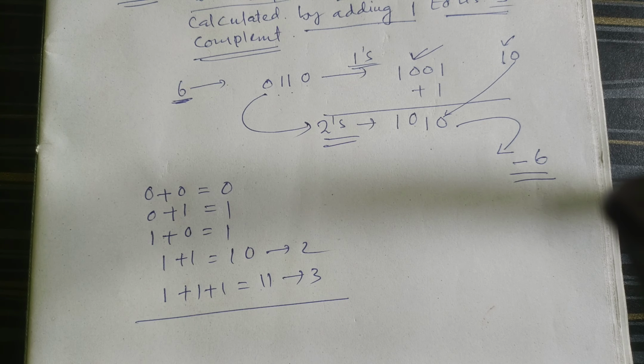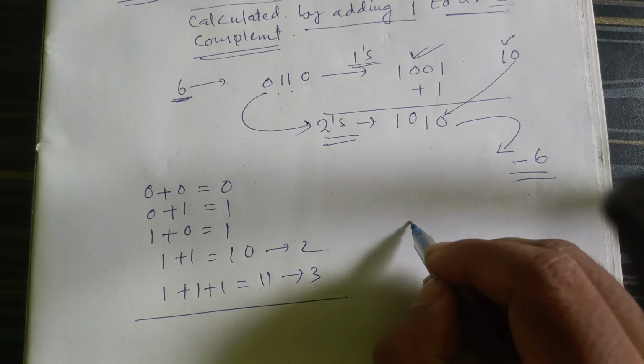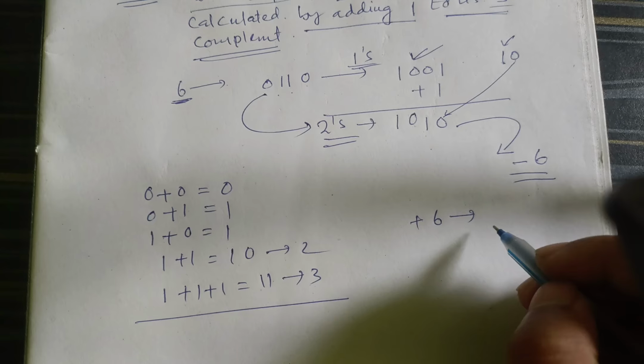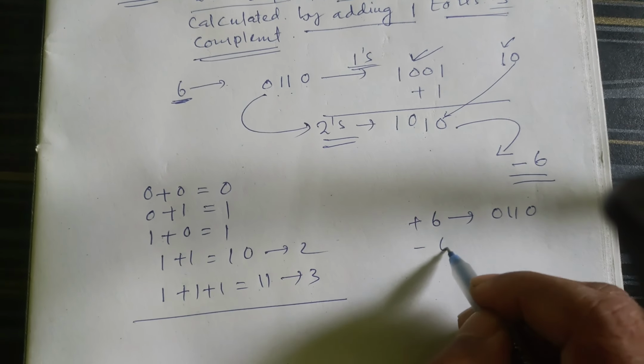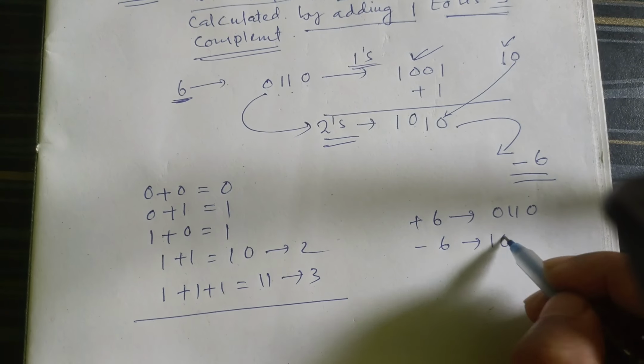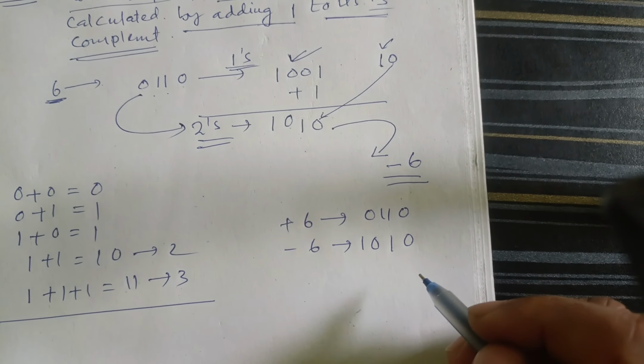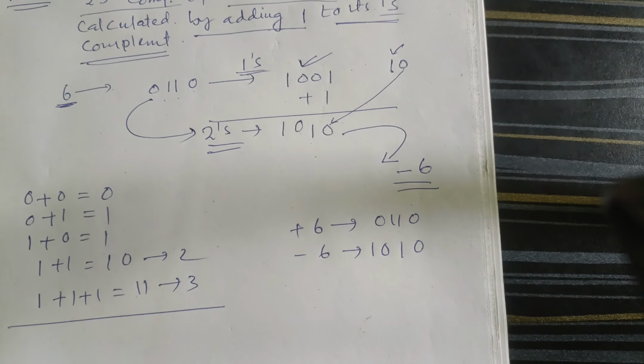So therefore the number 6 and -6 will be represented. +6 in the 2's complement form will be 0110, and -6 will be represented as 1010. So this way we will represent it.